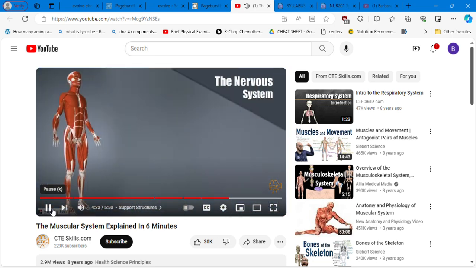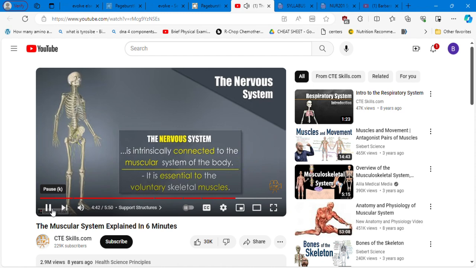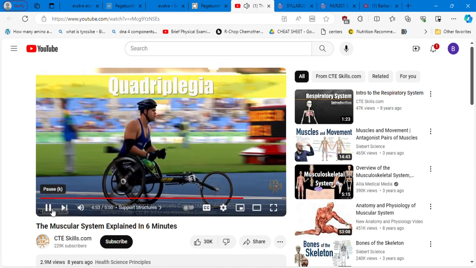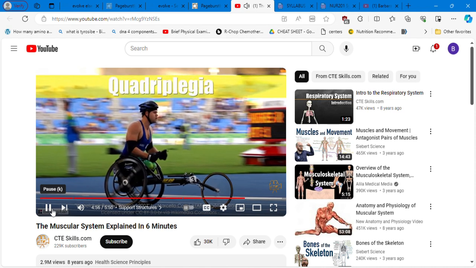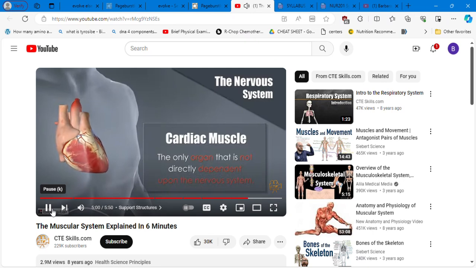While not technically part of the same system, the nervous system is intrinsically connected to the muscular system of the body. It is essential to the voluntary skeletal muscles. If the communication from the nervous system is severed from the skeletal muscles, they will not be able to produce movement for the body. The body is now in a state of paralysis. This is known as quadriplegia. The only organ that is not directly dependent upon the nervous system is the cardiac or heart muscle.